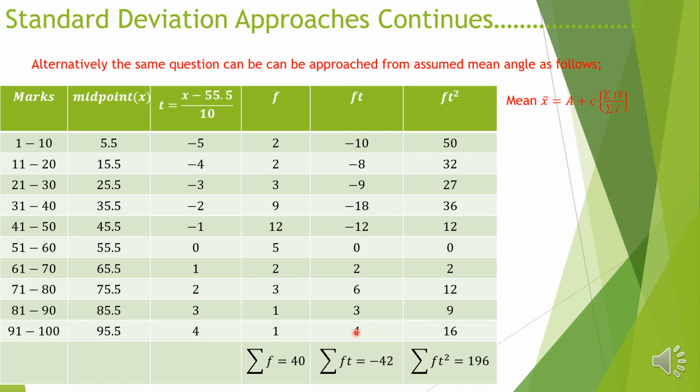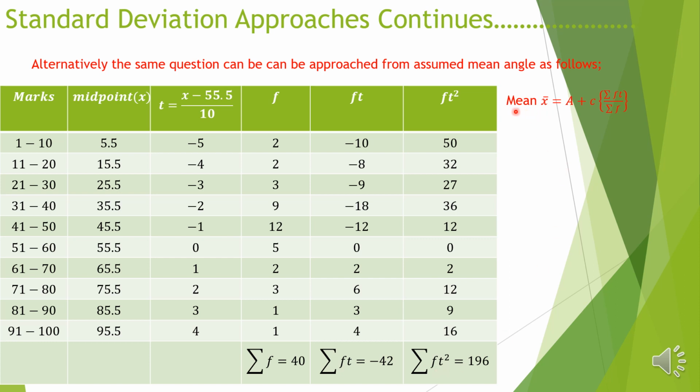Once I have this, again I'll sum this column, and summing the column of ft squared, I'm getting 196. Now realize the numbers that I'm getting under the summation are workable and very small, and therefore there is no possibility of committing some simple errors while you're calculating. Once I have the table, then I'll proceed on getting the mean.